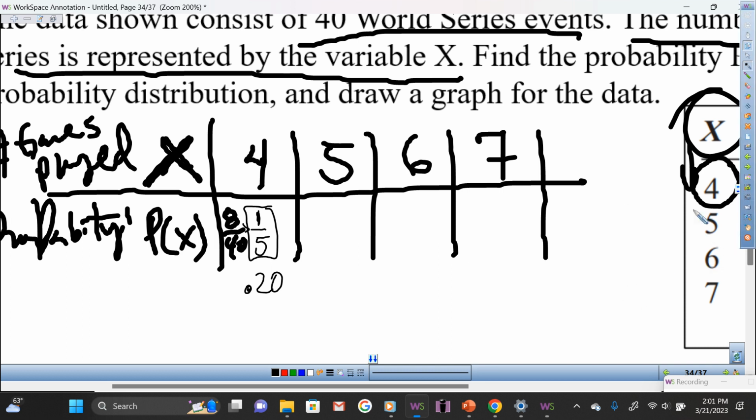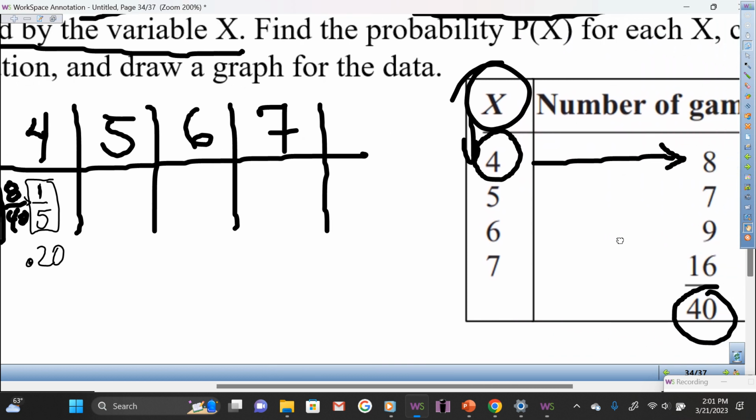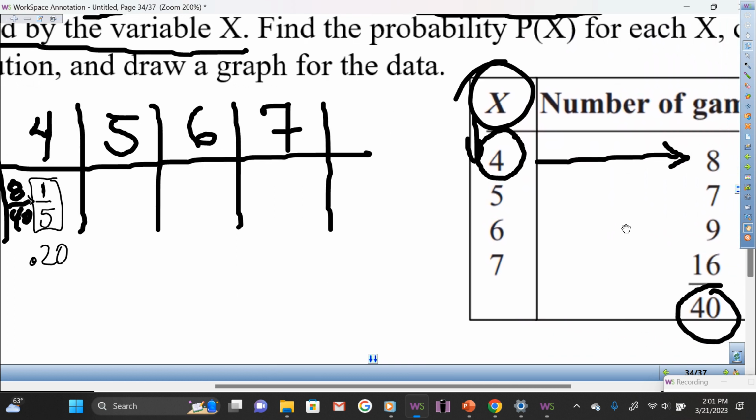Talk it over to your neighbor, let them know what to do, please, in case they got lost. All right, help me with the next one. Eric, what do I write? 7/40. In decimal form? 0.175? Thank you.